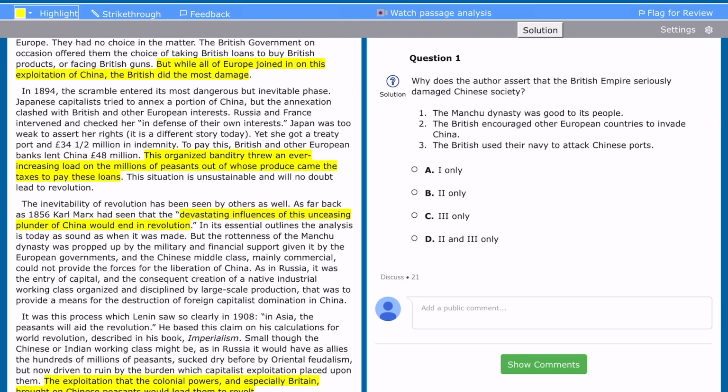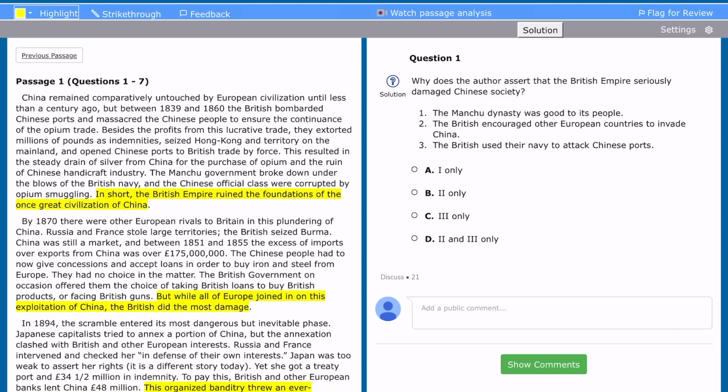So question 1 states, why does the author assert that the British Empire seriously damaged Chinese society? Option 1, the Manchu dynasty was good to its people. This is actually completely incorrect. In fact, the Manchu dynasty here is described as rotten.